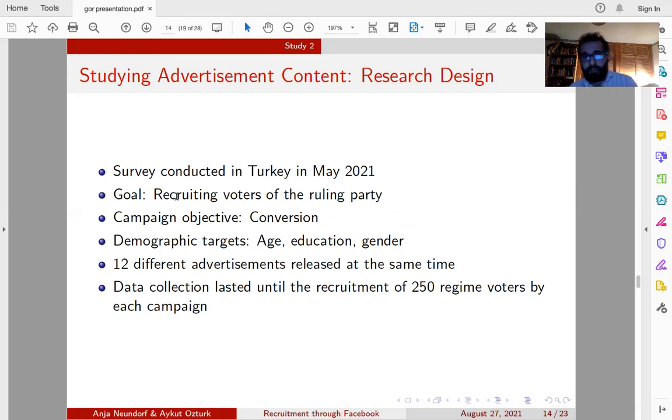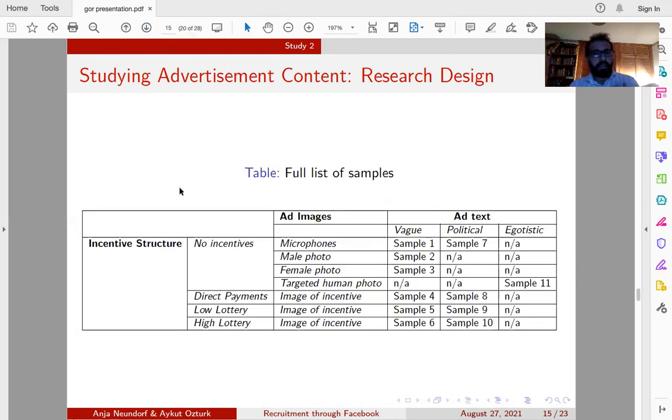We have released 12 different advertisements at the same time, and data collection lasted until we recruited 250 ruling party regime voters by each of these advertisements. Now, here you see a full list of samples.